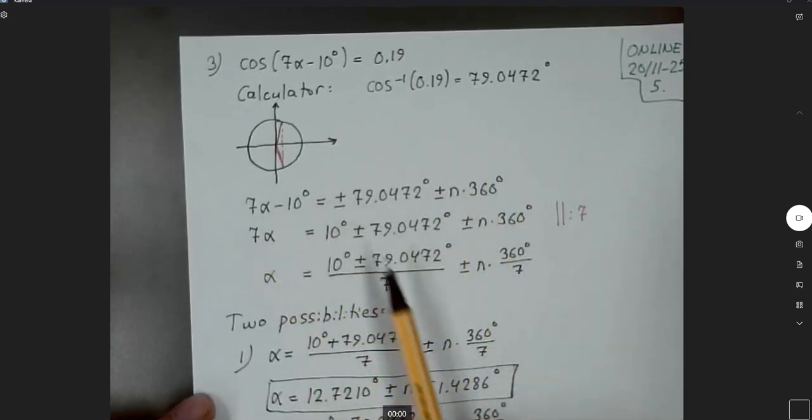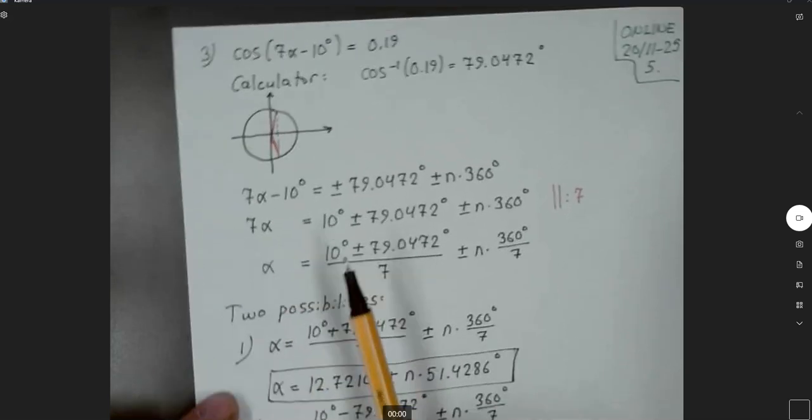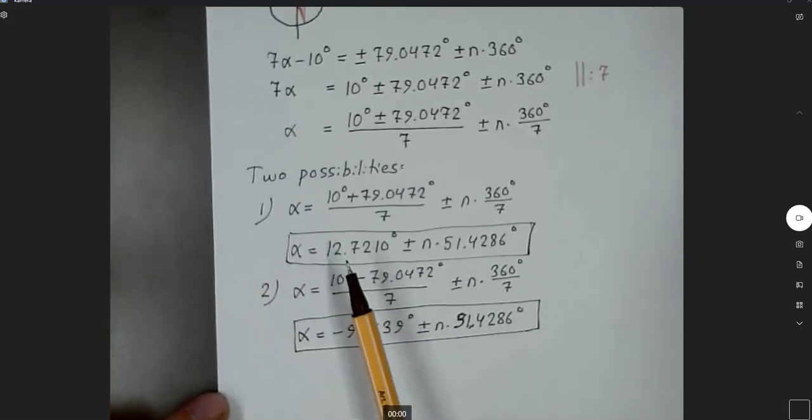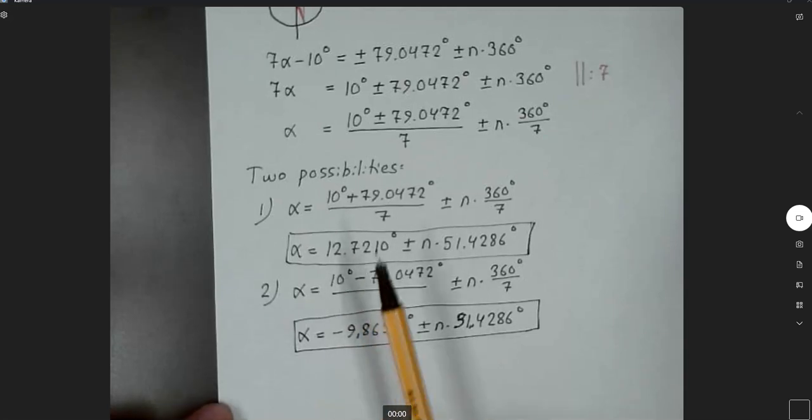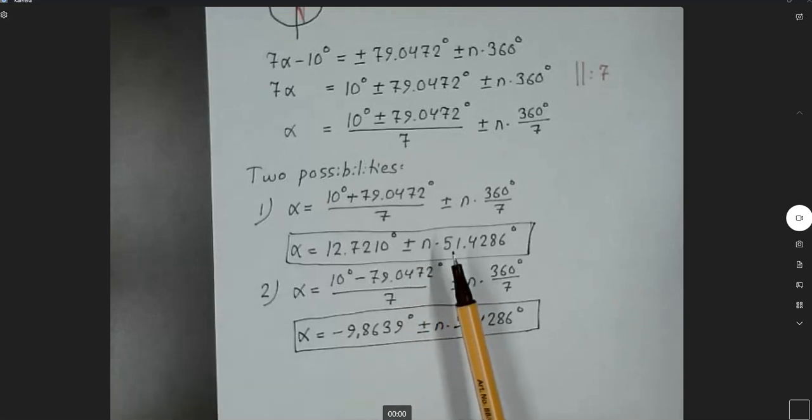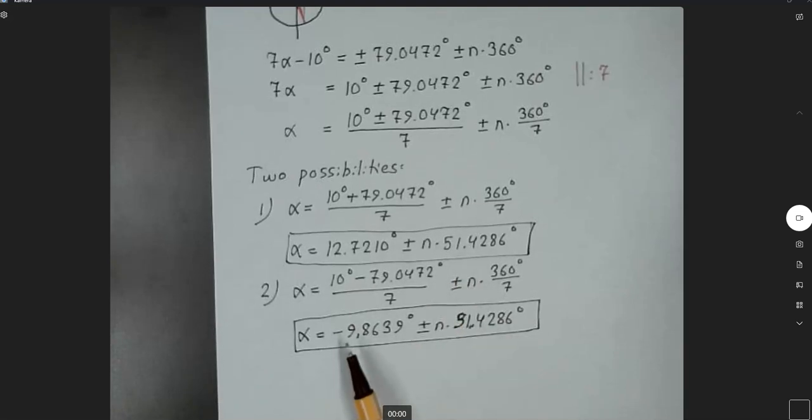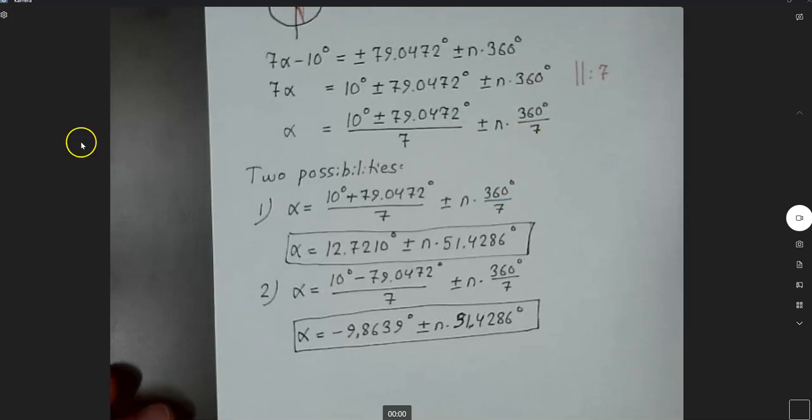And then again we solve this equation, solve alpha from that, and we found that there are two solutions. About 12 degrees plus minus n times 51 degrees, and the other solution about minus 10 degrees, with the same period, n times 51 degrees. I will try to check this with Excel.